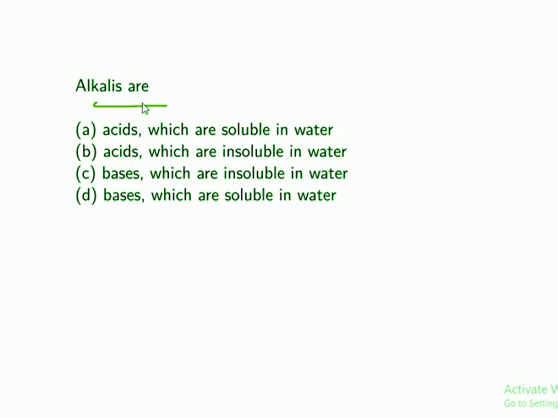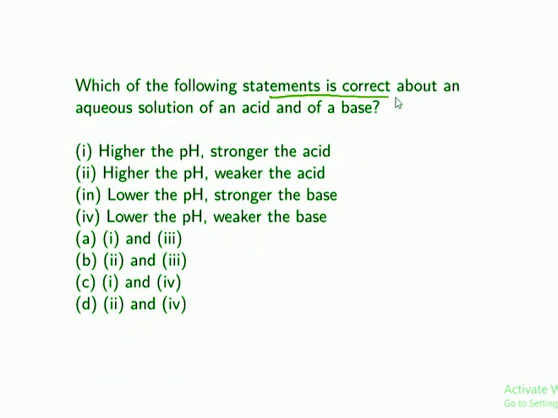Alkalis are dash. So alkalis means what? Are they bases or are they acids? You know that alkalis are mostly bases only, right? So here we are having two options, C and D. Bases we can find in option C, and these are negligible. Which are insoluble in water, which are soluble in water? You have to remember alkalis are always soluble in water. Alkalis are bases which are soluble in water. So option is D.